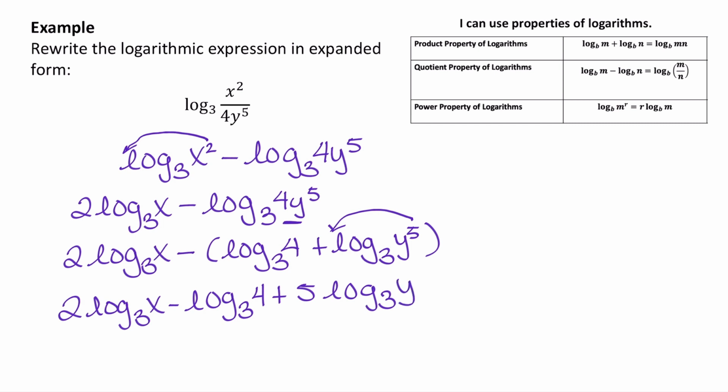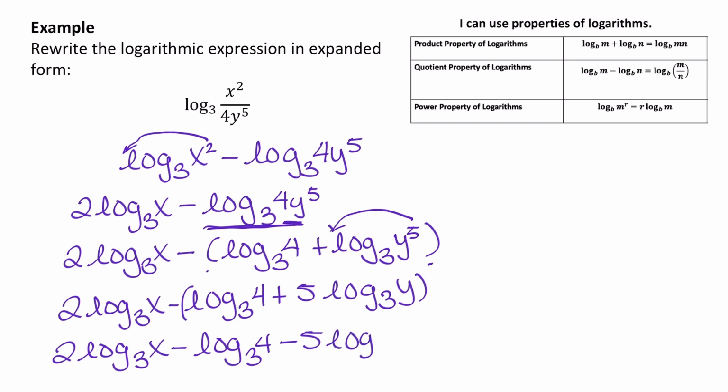So you may be wondering why I put all of this in parentheses, but I have to do that because this is being subtracted from the 2 times the log base 3 of x. This whole thing is being subtracted. So when I expand it out, I have to remember that the subtraction is going to apply to both terms. Now I have this written out with my parentheses. If I want to, I can leave it like this, or I can do one final step and distribute that subtraction. So I have 2 times the log base 3 of x minus the log base 3 of 4, and then minus 5 times the log base 3 of y.